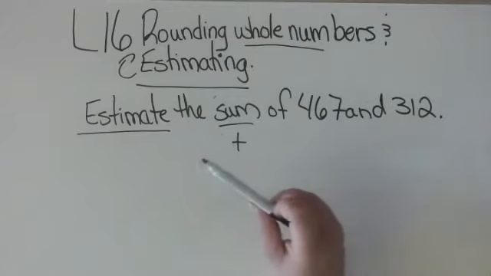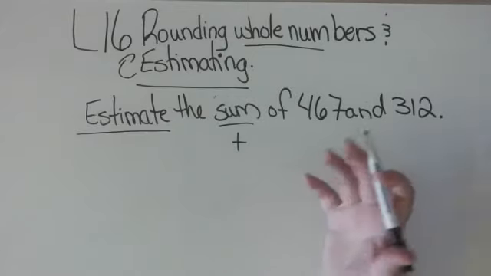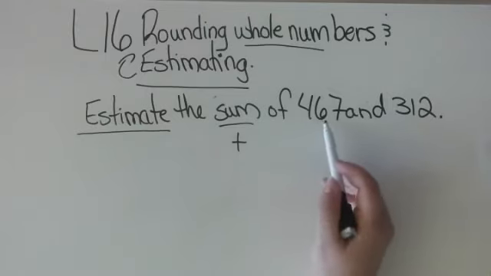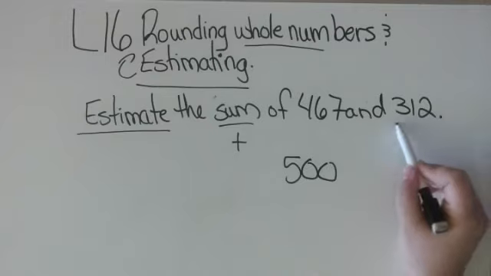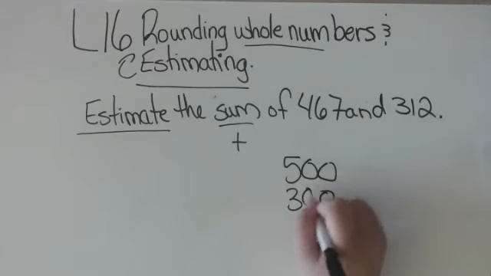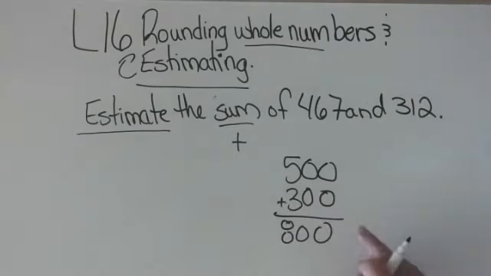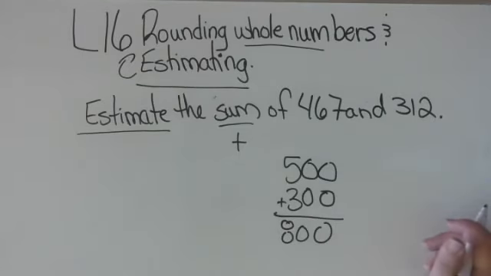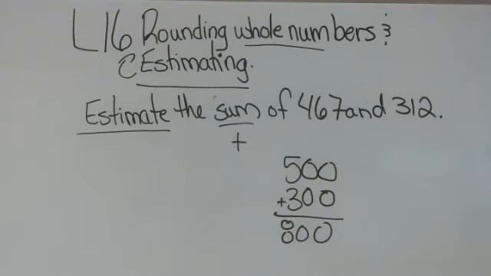So it hasn't told me what place to round to. So to make my life easier, I'm going to go to the biggest place. I'm going to go straight for that 100. I'm going to go, okay, 6 tells me this is now 500, and the 1 tells me this stays at 300. And I'm going to add them together and get 800. I have now estimated the sum of 467 and 312. Okay, that is a similar question that you'll be doing in your work.